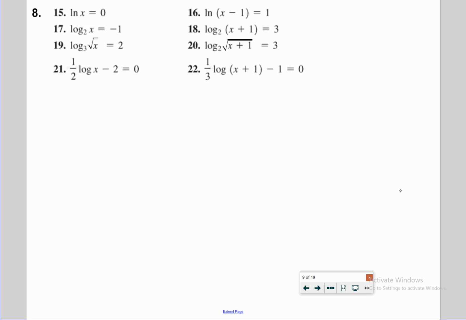What looks good? 18. Log base 2 of x plus 1 equals 3.